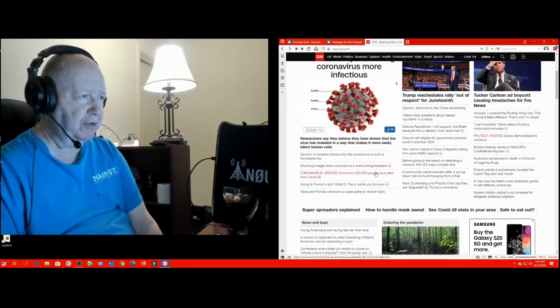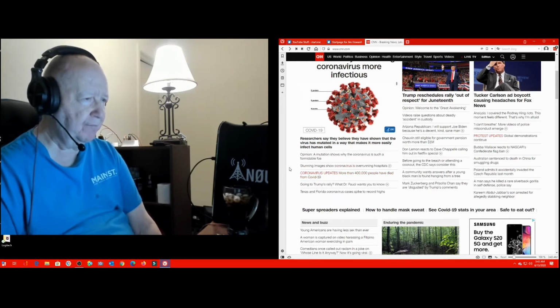So this virus is changing. That's not good. Mutation shows why the coronavirus is such a formidable foe. Stunning images show the coronavirus is overrunning hospitals.